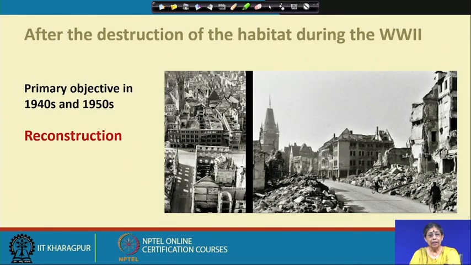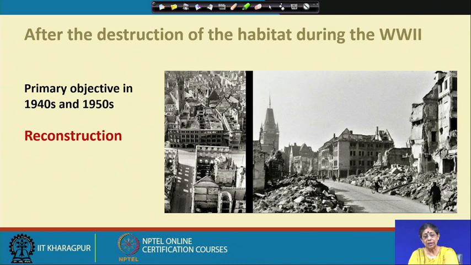Let us see since when we have been talking about this historic area and urban district as a definite policy guideline. It started after the Second World War, after the destruction of many cities in Europe. You can see London, where some of the structures are there, and there was a lot of demolition and destruction due to the war. And the primary objective in the 1940s and 1950s was the reconstruction of this area.